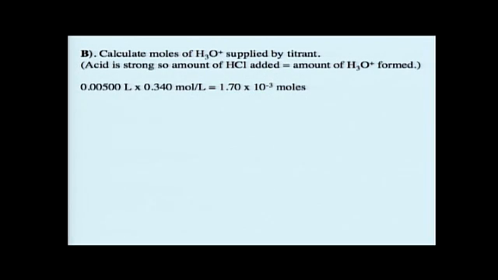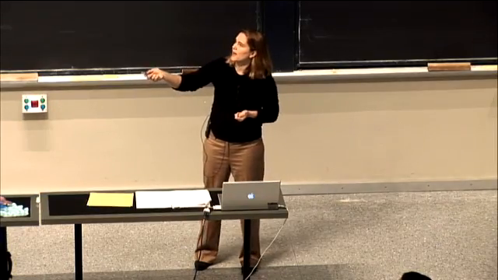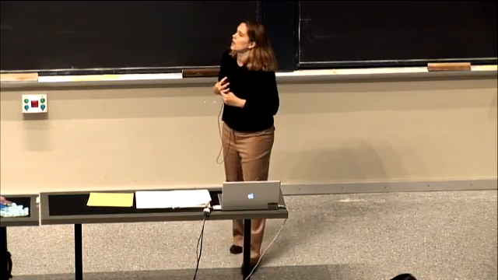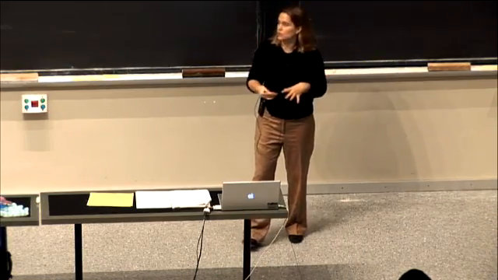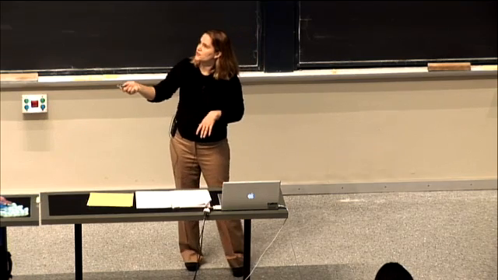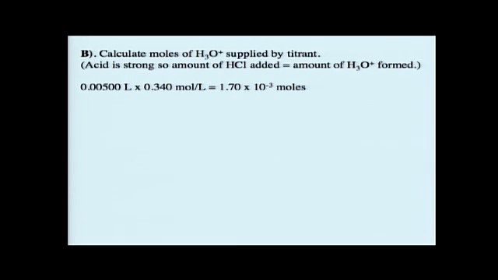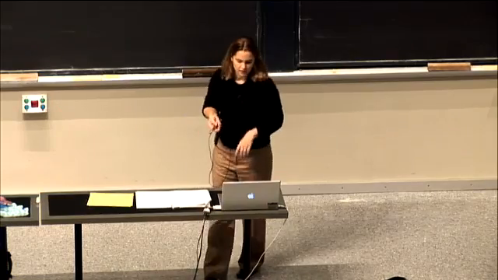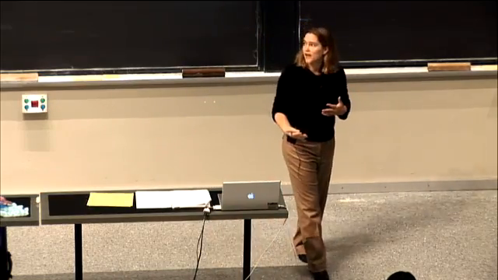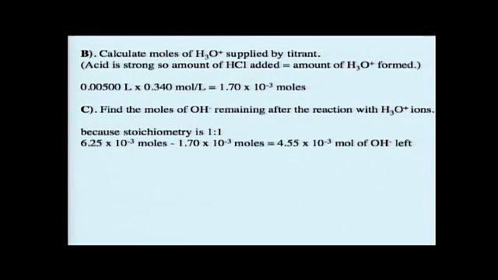So then we want to figure out the amount of acid added when you are adding 5 mils of it. So again, HCl is a strong acid, so the amount of HCl added equals the amount of H3O plus that's formed, goes to completion. And so we added 5 mils. The concentration was 0.34 molar, so we have 1.7 times 10 to the minus 3 moles. So now the strong acid is going to react with the strong base, and we want to figure out how much of the base is left, how much hydroxide ion is left after it reacts with the hydronium ions. So it'll react 1 to 1.